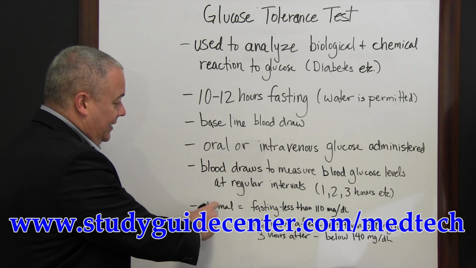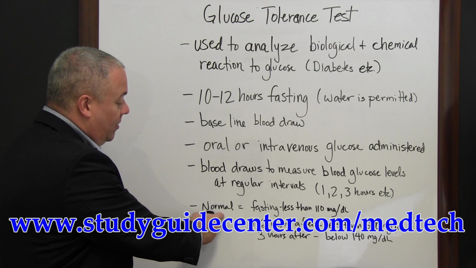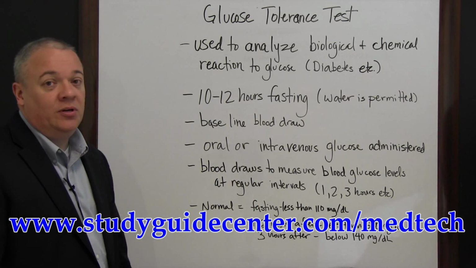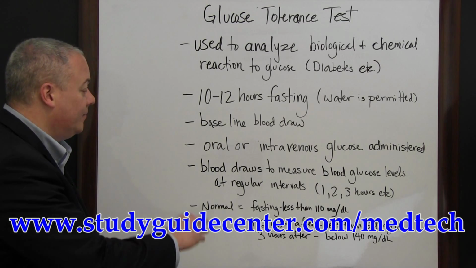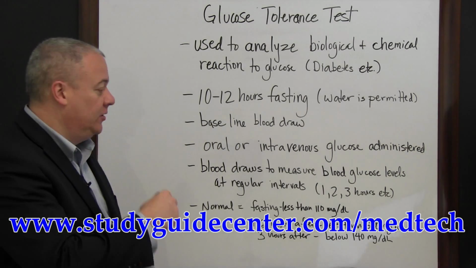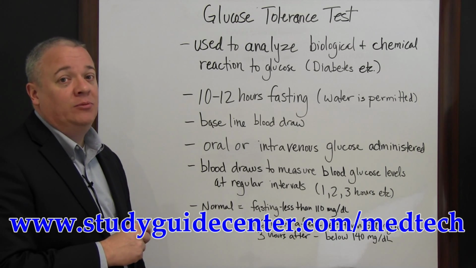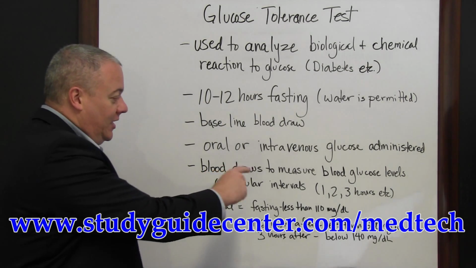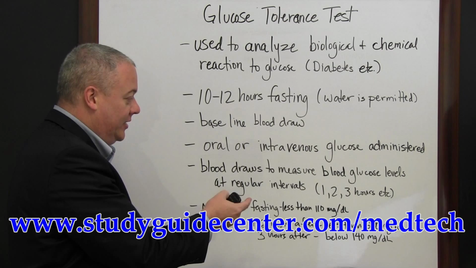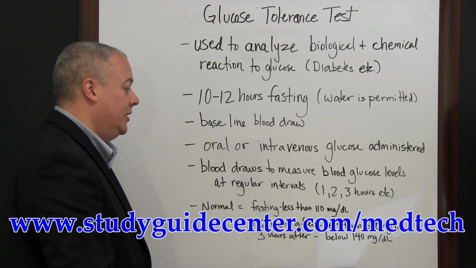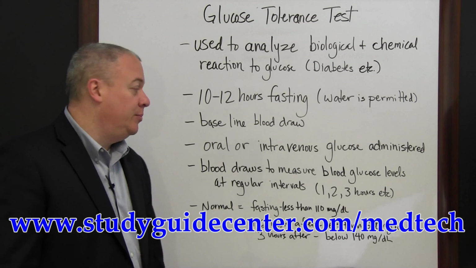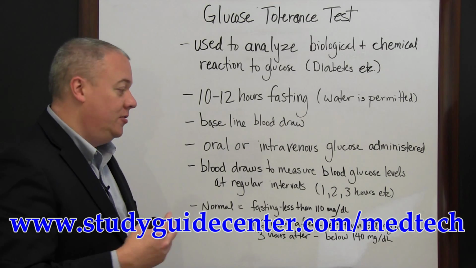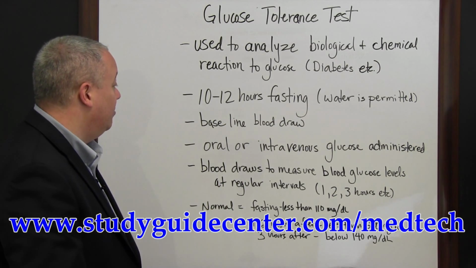Blood draws then at the baseline. The normal blood glucose level at baseline after the fasting would be less than 110 milligrams per deciliter. 1 to 2 hours after the administration of the glucose, it should be less than 200 milligrams per deciliter, and then 3 hours later, it should be below 140 milligrams per deciliter. Those are the normal ranges for the body to be able to process the glucose and how much there would be in the blood.